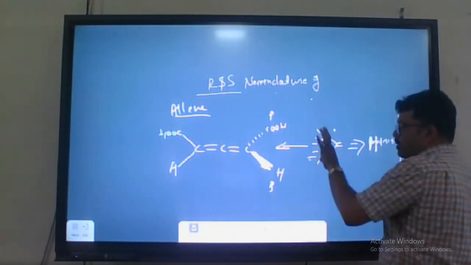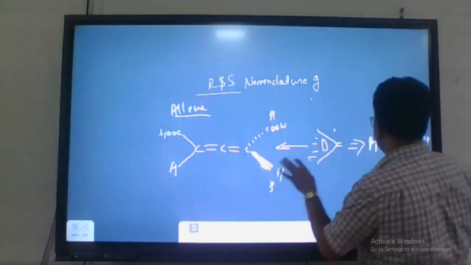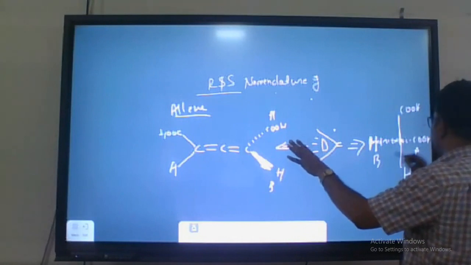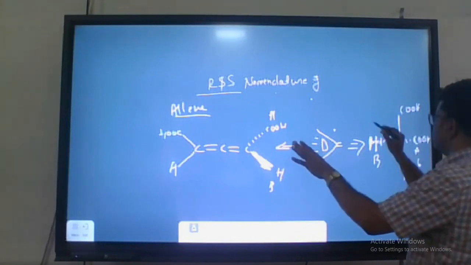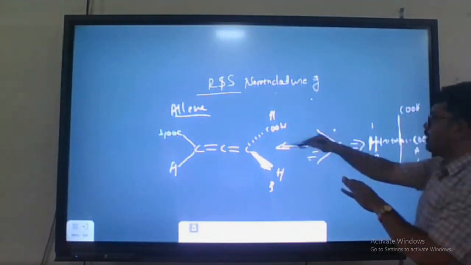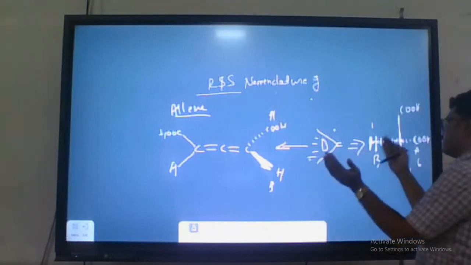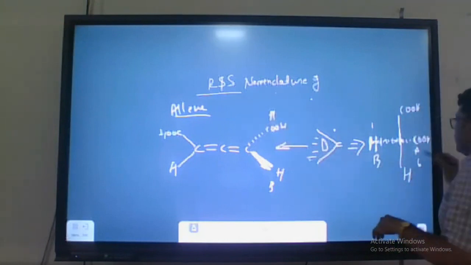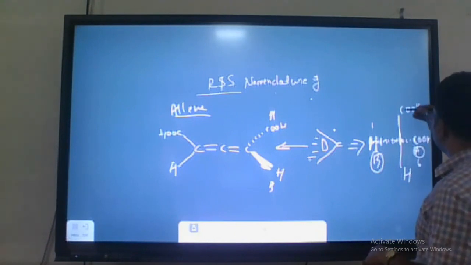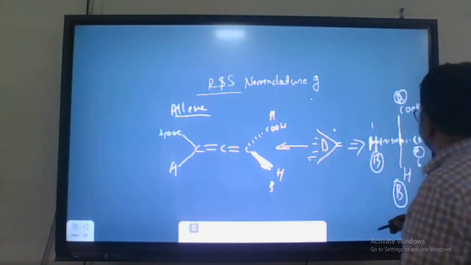First assign the near one, whichever is nearer to the viewer, as A and B, and prioritize. Here also prioritize: which is A and which is B? The carbon is A and H is B, because carbon has atomic number 6 and hydrogen has 1. That's why I take this one as A and this as B, because its atomic number is 1. Between COH and H, the one with the higher atomic number is carbon. That is A, and this is B.